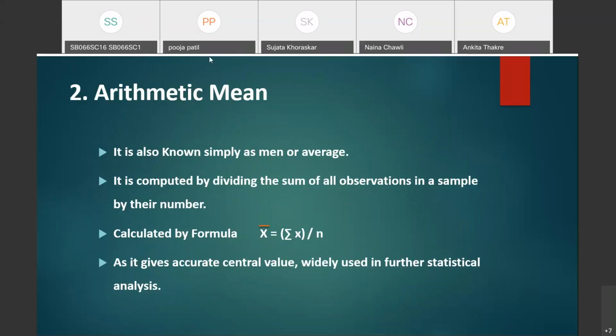Then the arithmetic mean, or you can calculate the average. This is the arithmetic mean.